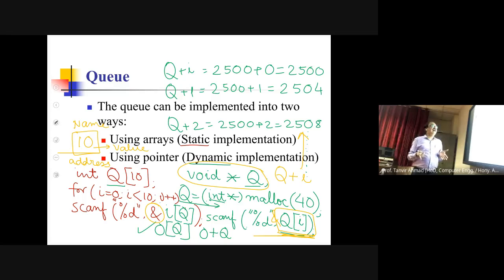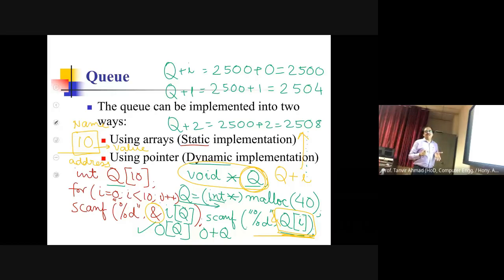Therefore, when I write integer star q, we say q is the name, but actually q points to an address. Here q is the name of the pointer, but actually q holds the address. Therefore, this is the whole thing.